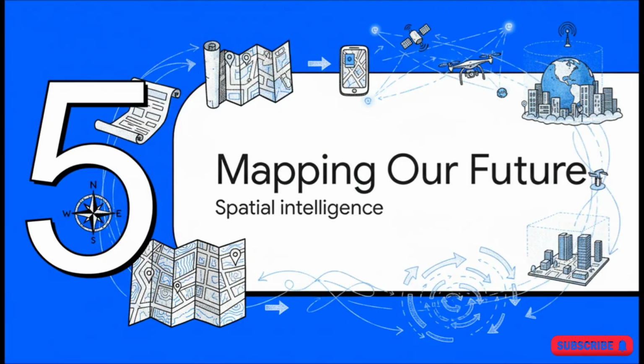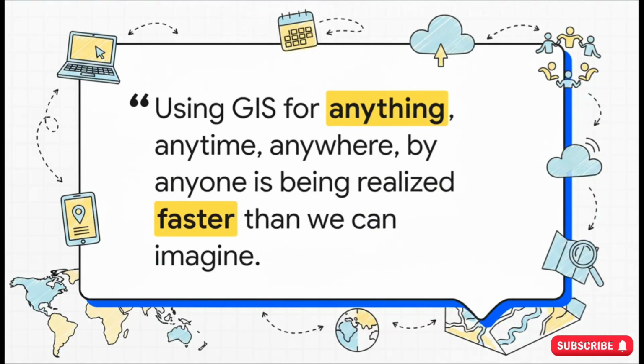So think about that journey. In just a couple of decades, we've gone from simple drawings on paper to these powerful, predictive 3D models that live in our pockets. It makes you wonder, right? Where on earth does this technology go from here? There's a great quote that I think sums it up perfectly. The whole vision of using GIS for anything, anytime, anywhere, and this is the key part, by anyone, is happening way faster than any of us could have imagined. This democratization of spatial power is a real game changer.